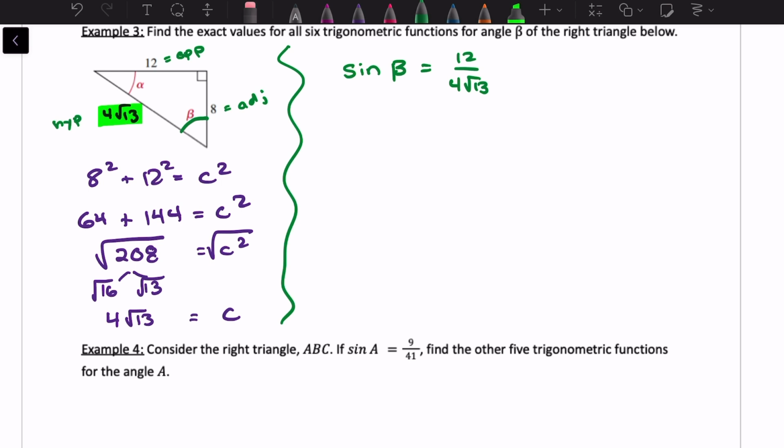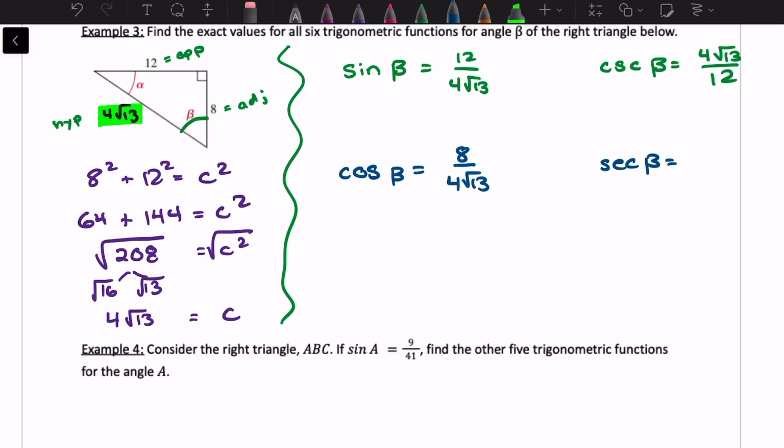And then I'm going to write cosecant right here. And I'm going to come back and simplify all these later because this problem is going to be a long one. I'm going to write that cosecant right next to it. Now I'm going to give myself some space and write cosine, which is adjacent over hypotenuse, 8 over the hypotenuse, and I'll simplify that later. And then I'm going to write secant of beta while I'm here, since they're related, 4 radical 13 over 8.